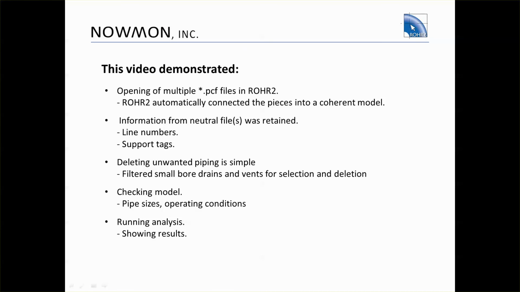Summarizing the content of this video, we demonstrated the opening of multiple PCF files in ROHR2. ROHR2 automatically connected the pieces into a coherent model. Information from the neutral files was retained, such as line numbers and support tags. Deleting unwanted piping is simple. We filtered the small bore drains and vents for selection and deletion. We checked the model's pipe sizes and operating conditions. Then we ran the analysis and showed the results.